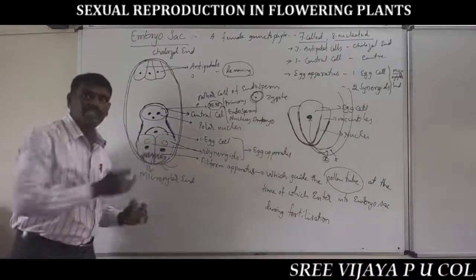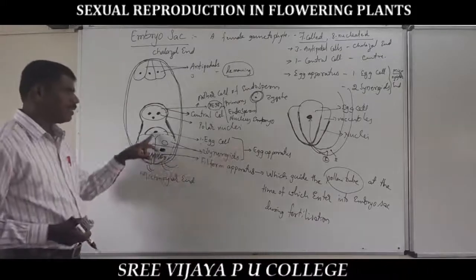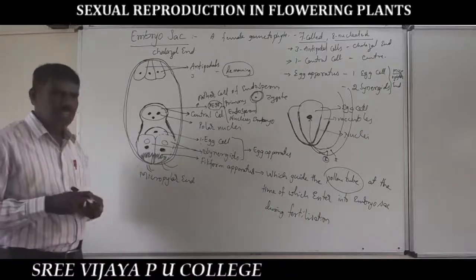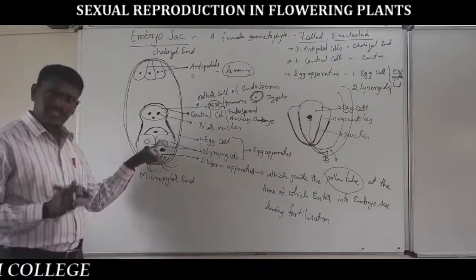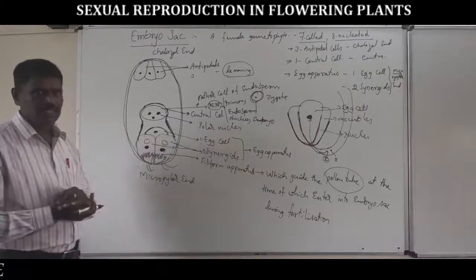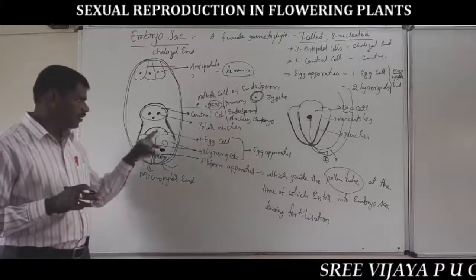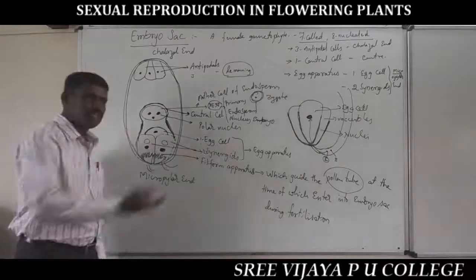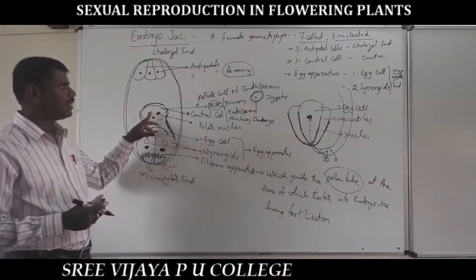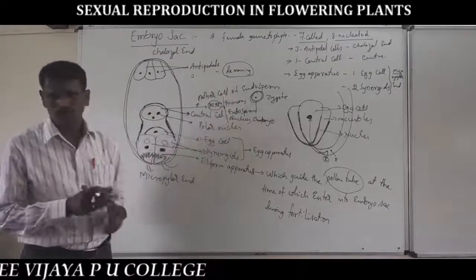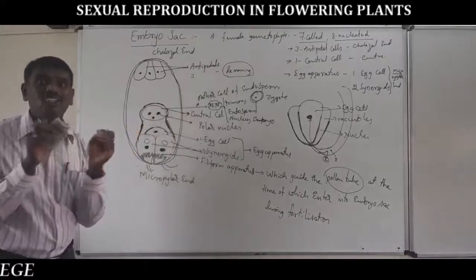So at the time of fertilization, there is fusing of two male gametes with the egg cell and the polar nuclei, two times fertilized. That is why it is called double fertilization, in which the first male gamete fuses with the egg cell, called syngamy. The second male gamete fuses with the central cell, called triple fusion. Syngamy and triple fusion together are called double fertilization. As the central cell acts as the mother cell of endosperm, after fertilization these three antipodals degenerate.